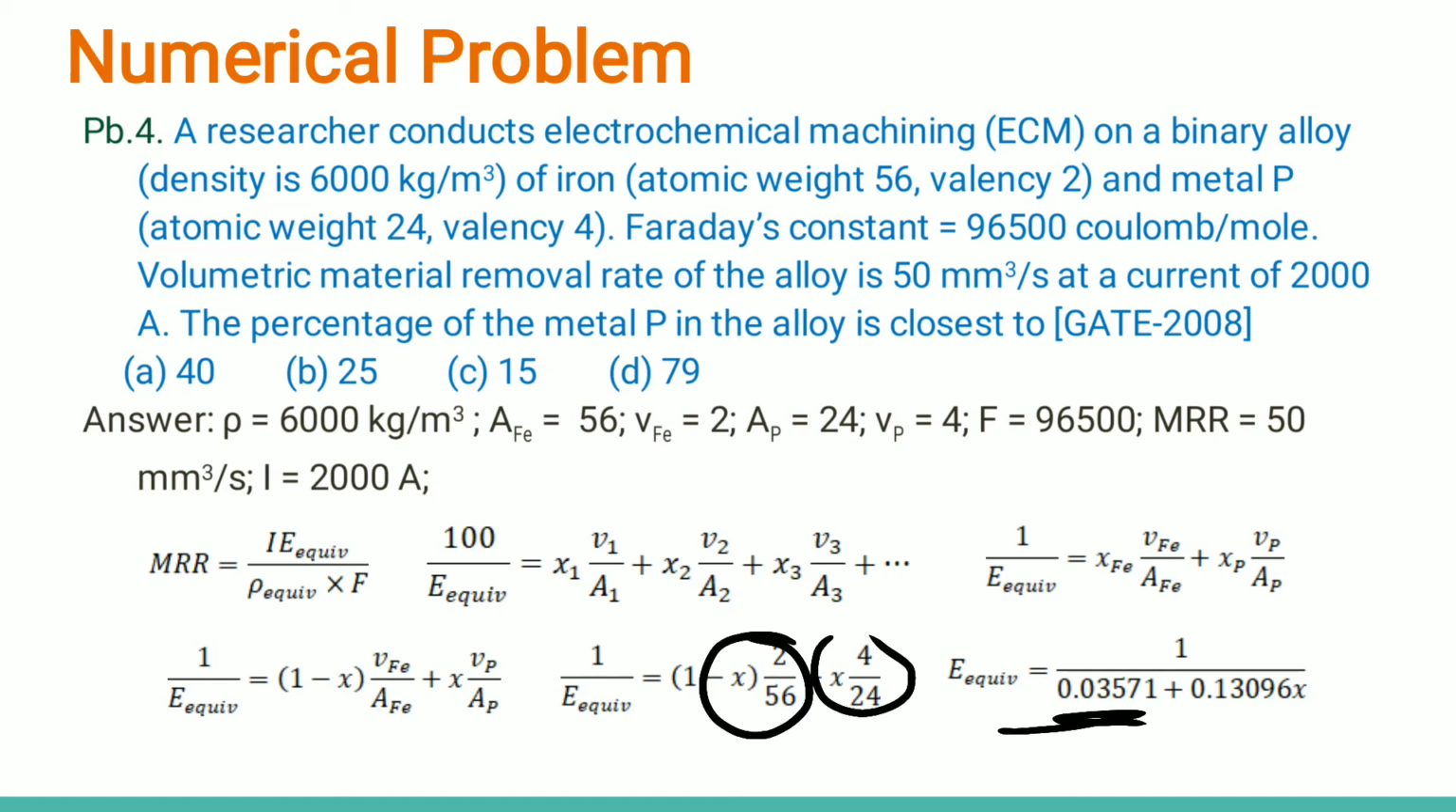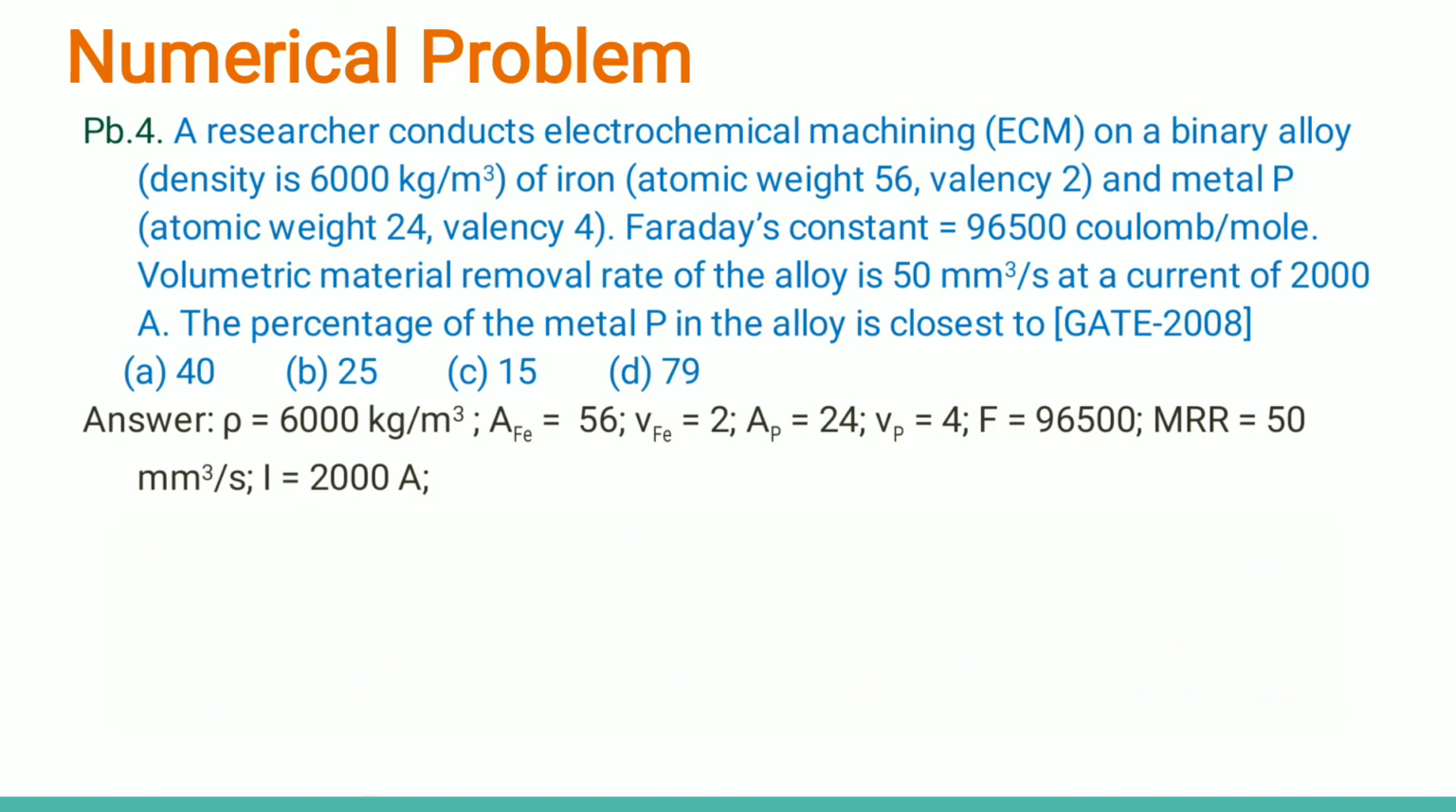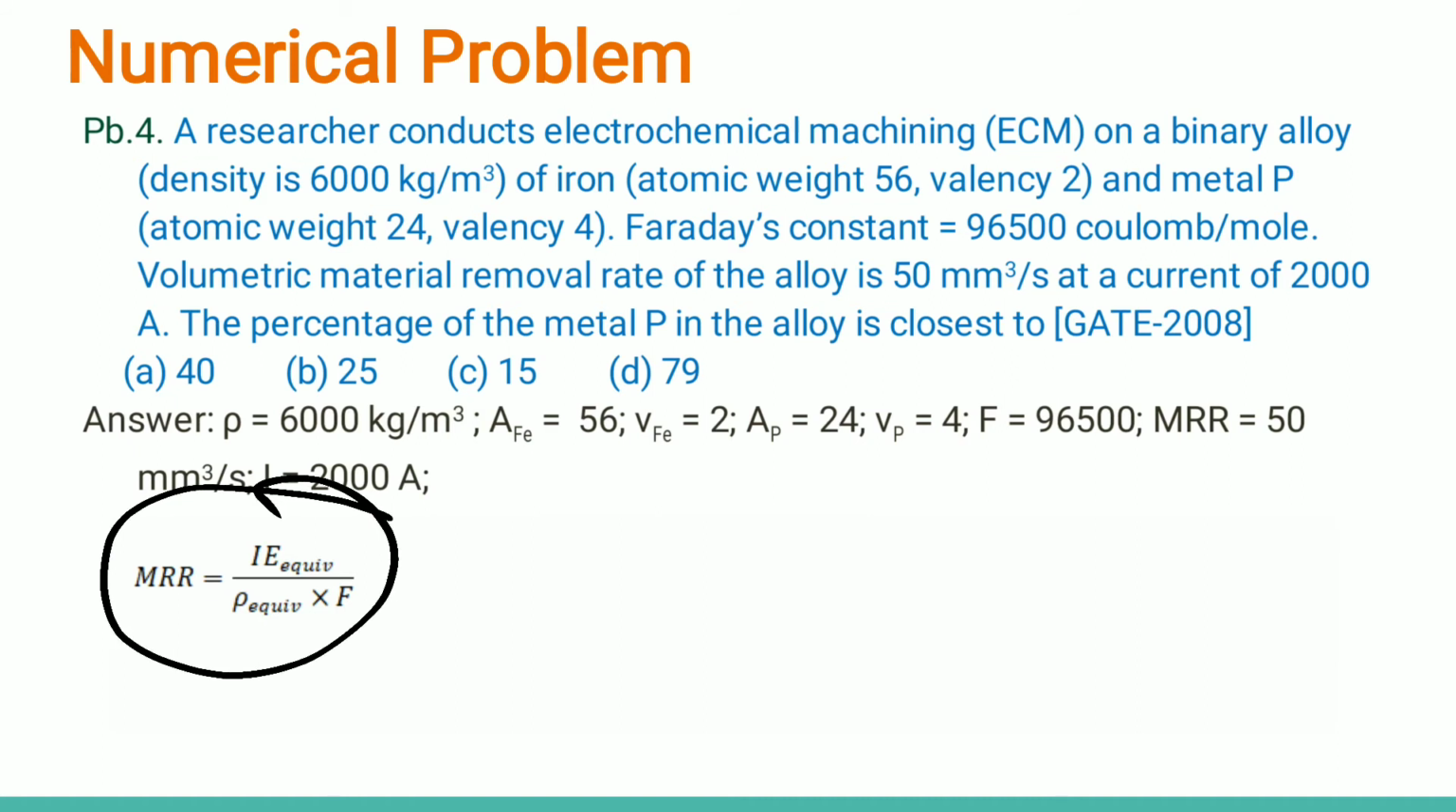So here it is plus and here it is minus, so there you will get 0.13096 x. Next, we have to put this value into the MRR equation. The equation will be MRR equals I into E equivalent upon rho equivalent into F. Now V is not required, because we are writing E equivalent, and we do not have to calculate a separate rho equivalent, because the density of the binary alloy, which is a combination of both metals, is given to you, that is 6000. So there is no need to calculate it separately.